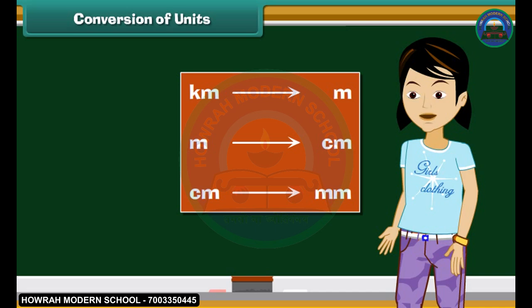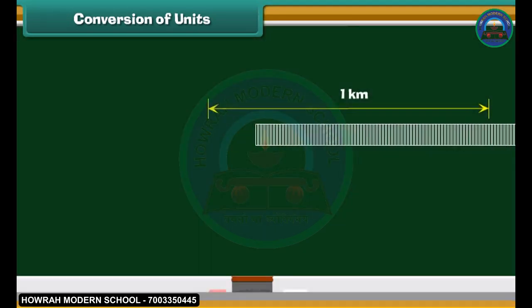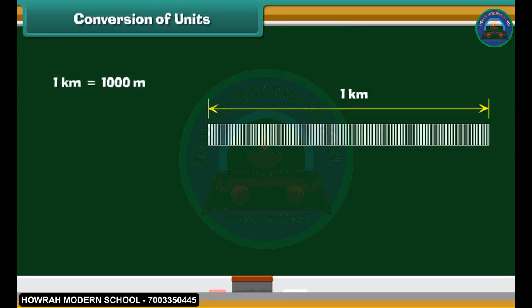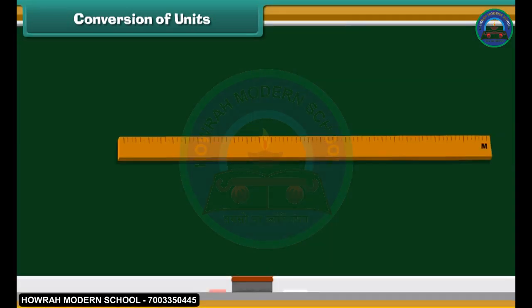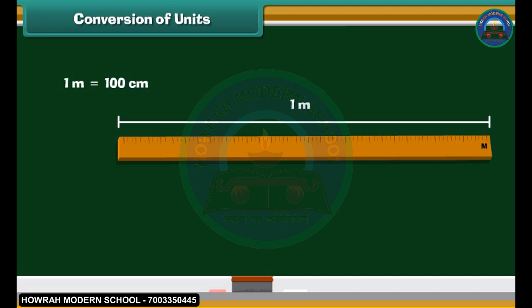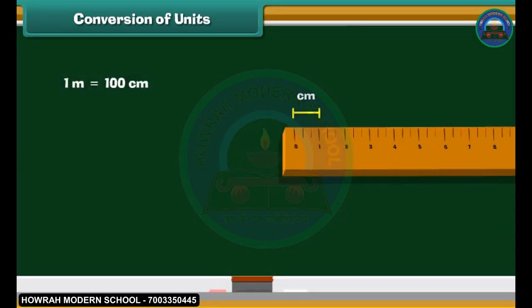To measure distances smaller than a kilometer, 1 kilometer is divided into 1000 equal parts and each part is regarded as a unit. This is called a meter. We can say that 1 kilometer equals 1000 meters. In a similar way, 1 meter is divided into 100 equal parts and each part is regarded as a unit, which is a centimeter. Thus, 1 meter equals 100 centimeters.